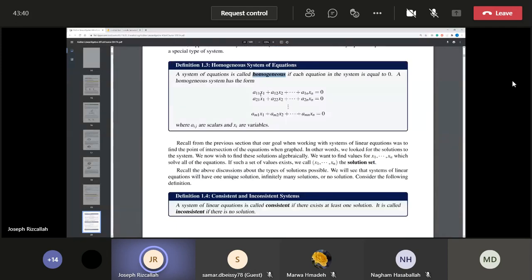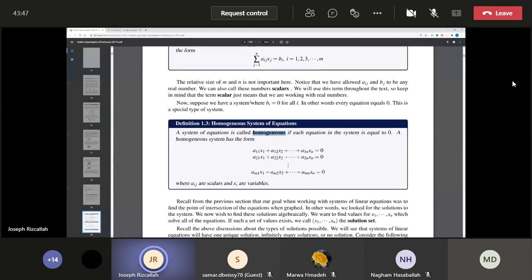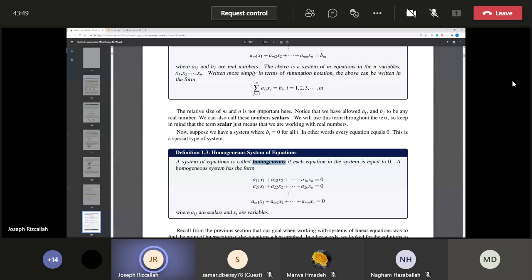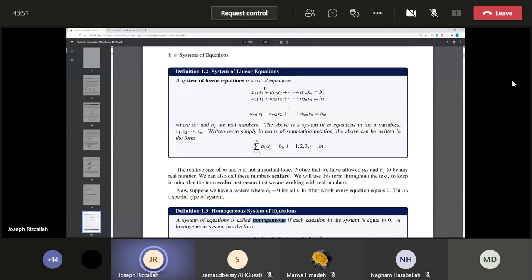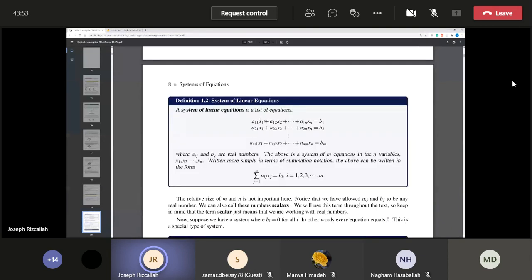Okay, so when we are finding the values of x1, x2, and xn, right, which will make this system true, then we say that we are finding the solution set of the equation. Okay, and why set? Because in general you may have more than one solution, not necessarily a single solution. You may have infinitely many solutions, as we have seen in the case of two unknowns, right?